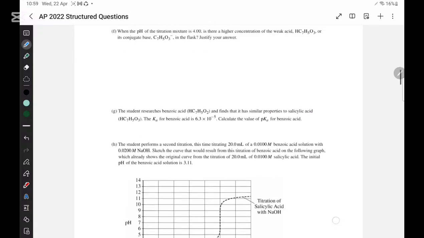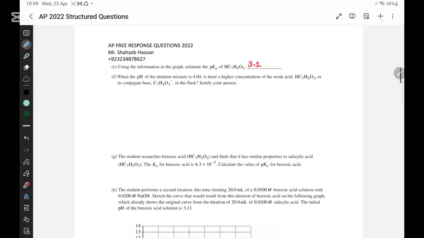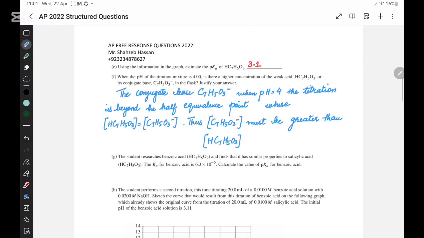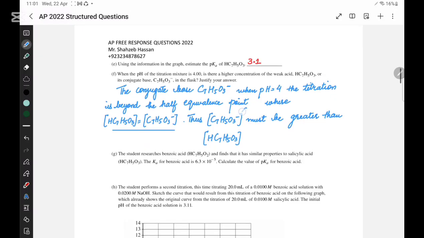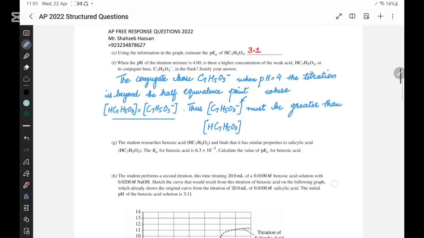So how am I going to explain this thing here? So this is a correct way of explaining this thing, that conjugate base C7H5O3 minus, when pH is equal to 4, the titration is beyond the half equivalence point, where at half equivalence point they both are same, the concentrations are same. So above half equivalence point, what is going to happen? This conjugate base would be present in more quantity.